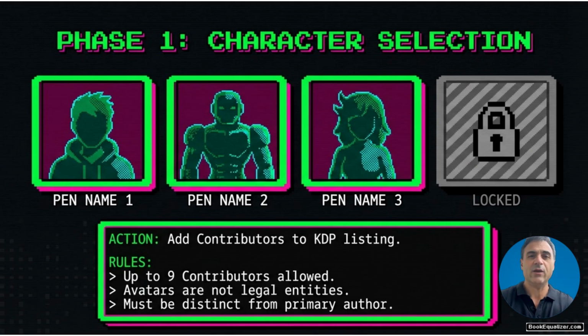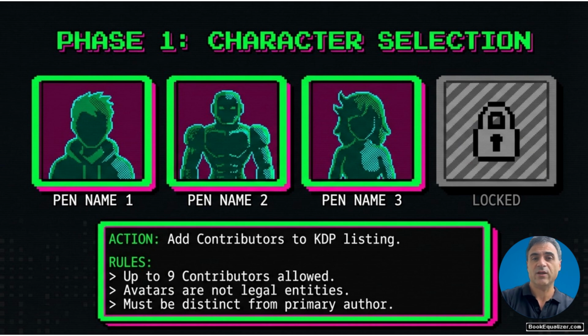Okay, let's get tactical. Phase 1, character selection. Action, add contributors to your KDP listing. Go into your book's dashboard and add pen names as contributors. These could be pseudonyms, variations of your name, or completely different author personas. Here are the rules.